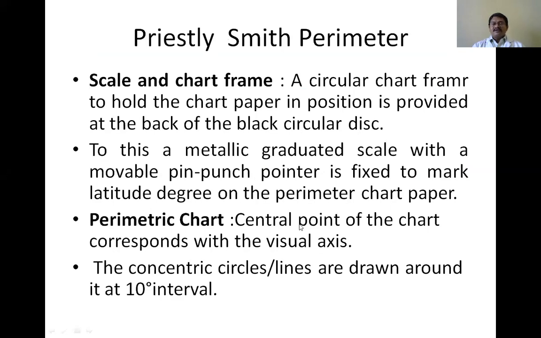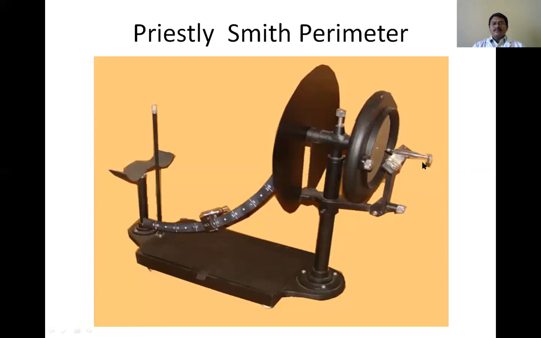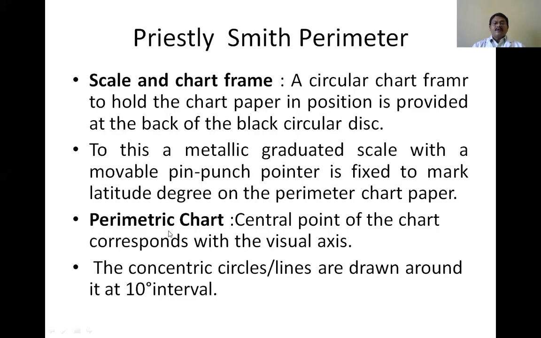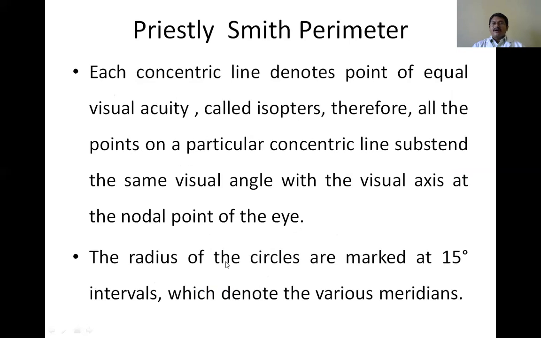Whenever he says you can use this pin, you press. Suppose he says 30, you have to move that to 30 point and press. The perimeter chart's central point corresponds to the visual axis. The concentric circles drawn at 10 degree intervals are called the isopters. Each concentric circle denotes points of equal visual acuity. All the points on a particular concentric line subtend the same visual angle at the visual axis at the nodal point. Those are the isopters.